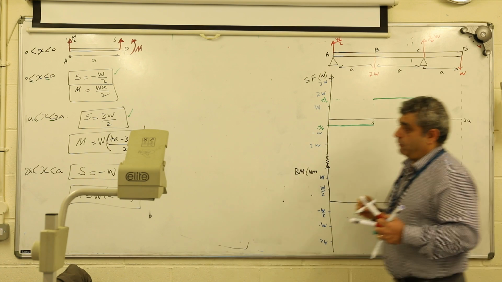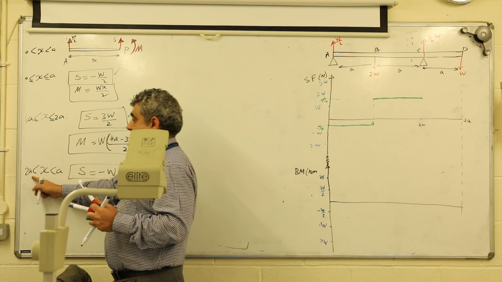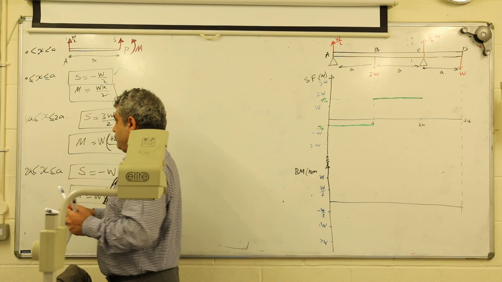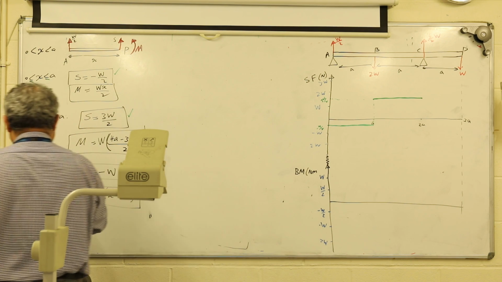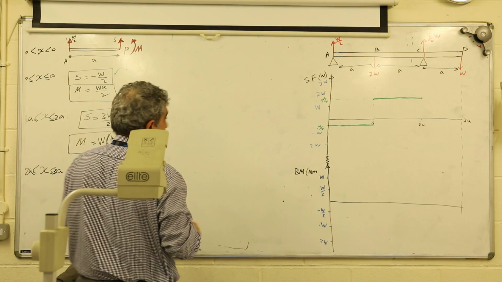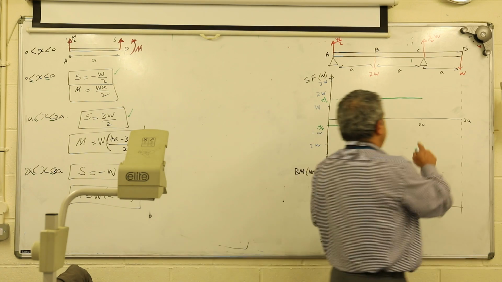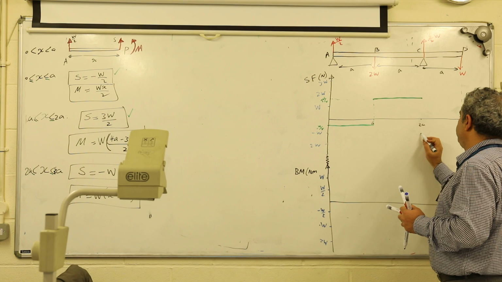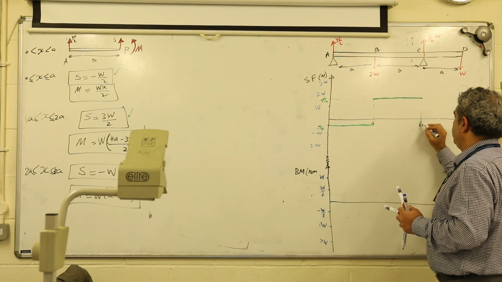And then the shear force between 2A and 3A. I'm sorry, it should be 3A here, isn't it? 3A is minus W. So between this part, it becomes minus W, and this is minus W here. You drop down.